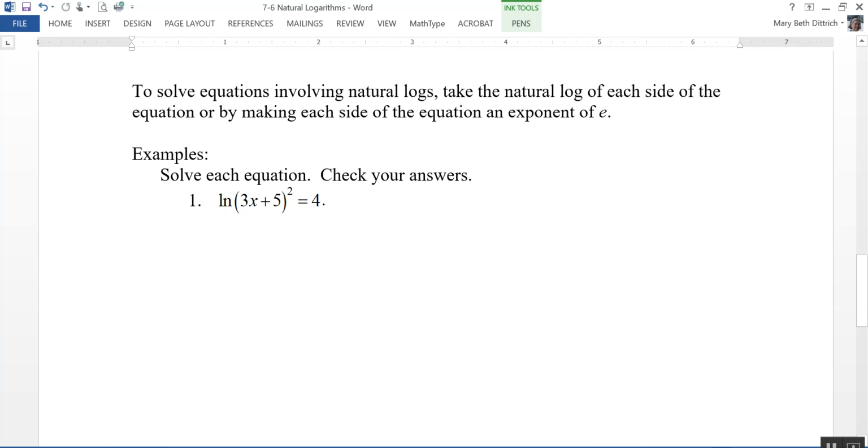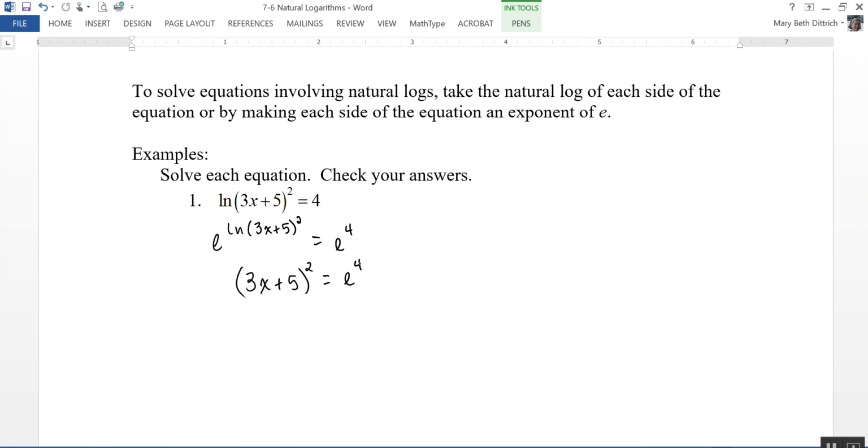Because this involves a natural log, I can make both sides of the equation an exponent of e. So e raised to the power of the natural log of 3x plus 5 squared is equal to e to the fourth. And remember the property that says e raised to the power of the natural log of x is equal to just x. E raised to the power of the natural log of 3x plus 5 squared is equal to just 3x plus 5 squared. And leave this as e to the fourth. Remember, e is not a variable, e is actually a number approximately equal to 2.718.